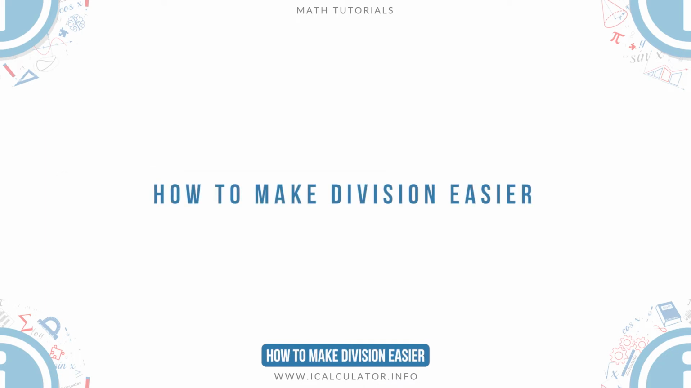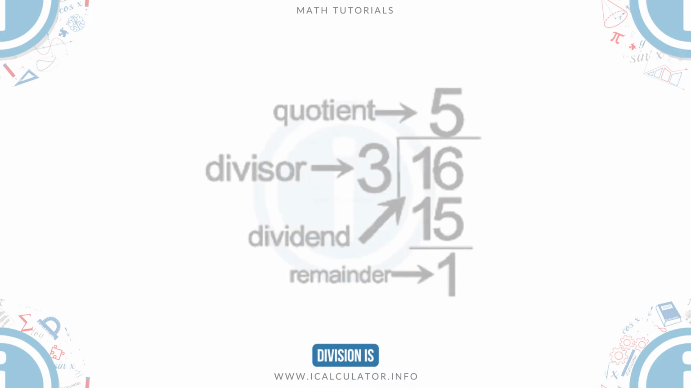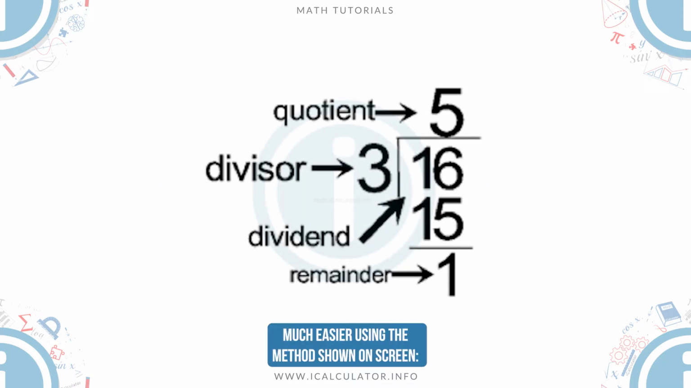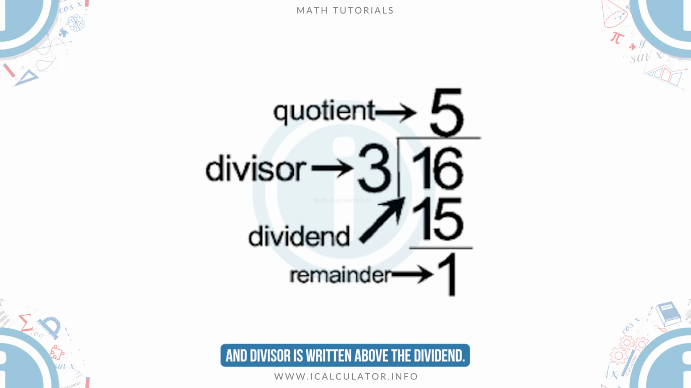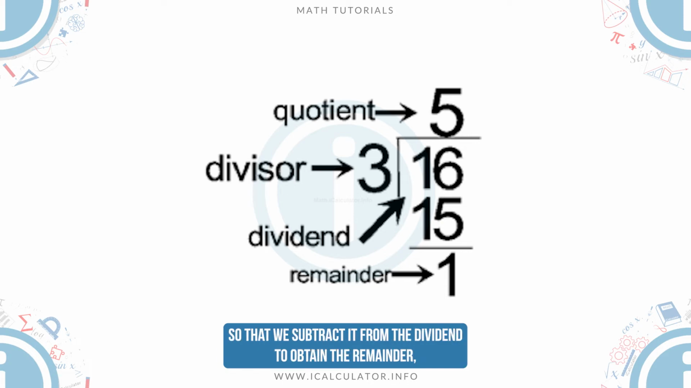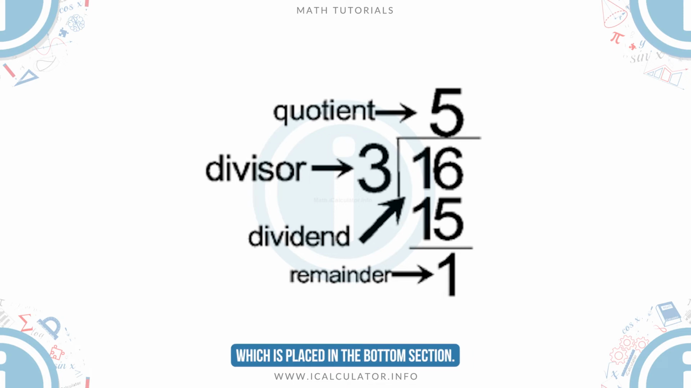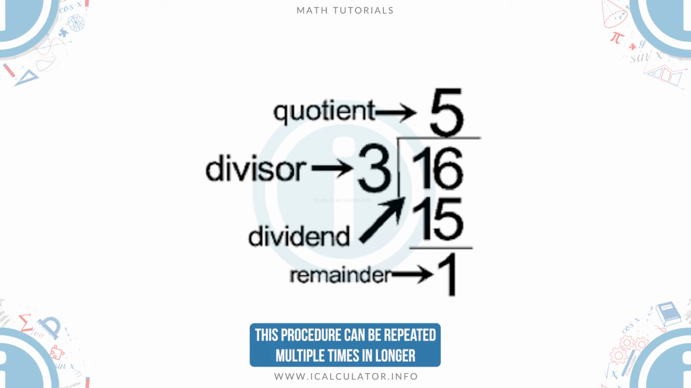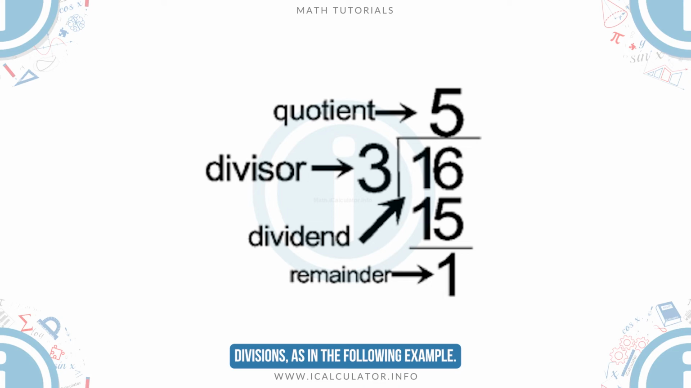How to make division easier? Division is much easier using the method shown on screen. First we write the dividend, then we write the divisor on its left. The quotient obtained after dividing the dividend and divisor is written above the dividend. The product of quotient and divisor is written below the dividend, so that we subtract it from the dividend to obtain the remainder, which is placed in the bottom section. This procedure can be repeated multiple times in longer divisions, as in the following example.